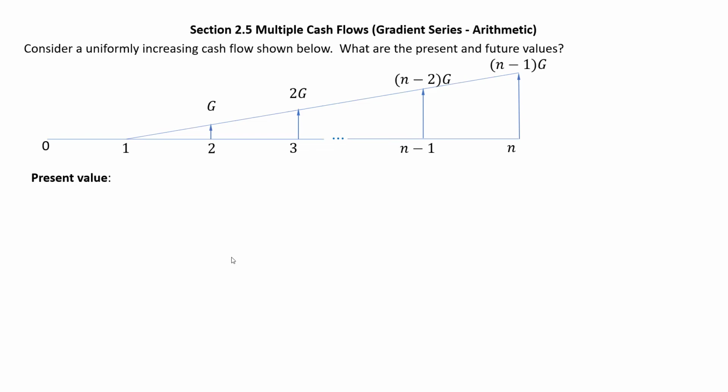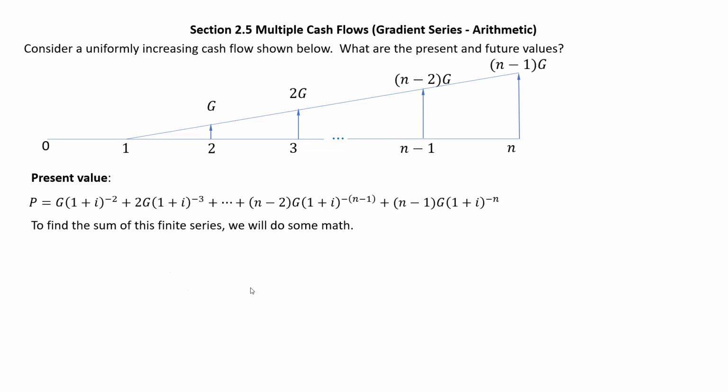So, all right, let's do that. When I do that, g times, because it's 2 years projecting backwards, I need to multiply by 1 plus i raised to negative 2. And 2g times 1 plus i raised to negative 3, and so on. So now the question becomes, whoa, wait a minute. Is there a nice formula to figure out the sum of a finite series like this? There is, but we need to do some math.